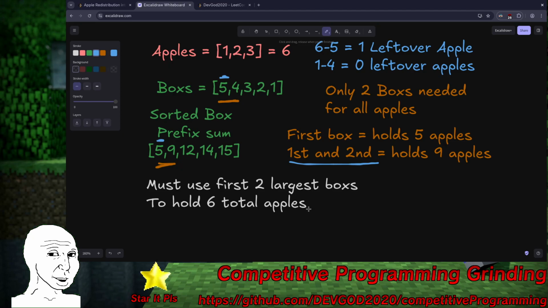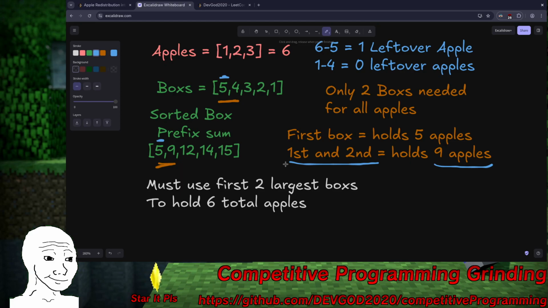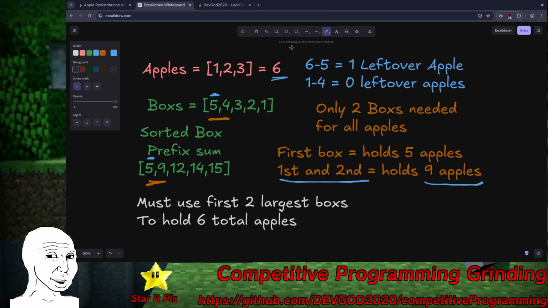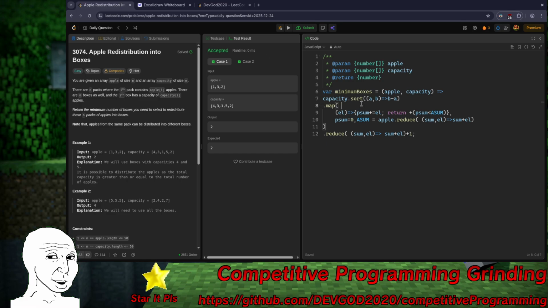So basically, we can end this problem by saying we must use the first 2 largest boxes to hold a total of 6 apples, right? And you can have a larger capacity, so you can go all the way up to 9 apples. But the fact is that you want to check the first earliest point at which your total capacity is greater than or equal to your total amount of given apples. So this is the Excalidraw reasoning behind why it works.